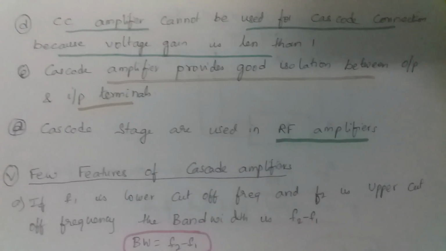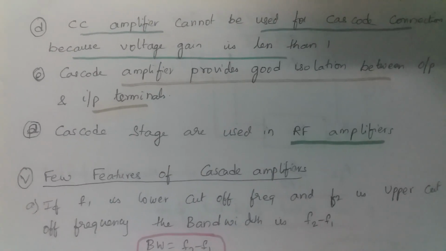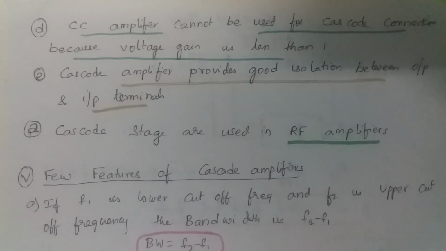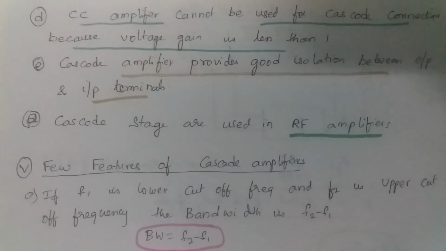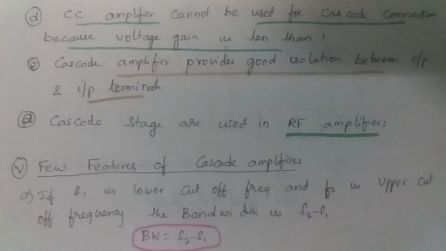A CC amplifier cannot be used for cascode connection because its voltage gain is less than 1. The cascade amplifier provides good isolation between input and output terminals, and cascade stages are normally used in RF amplifiers.